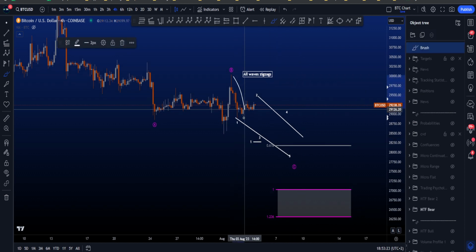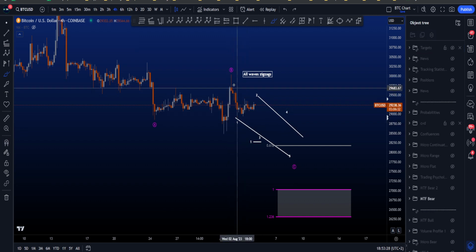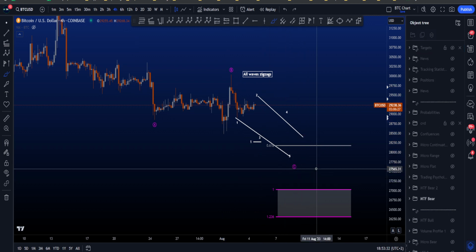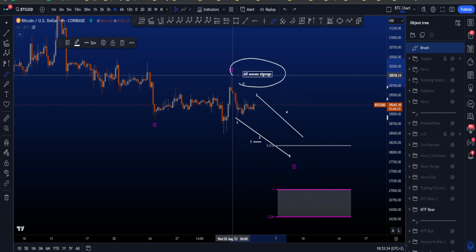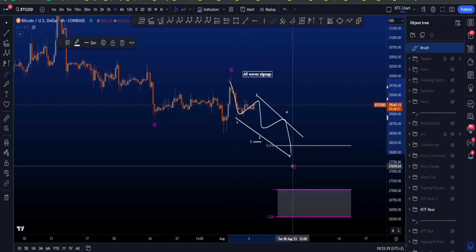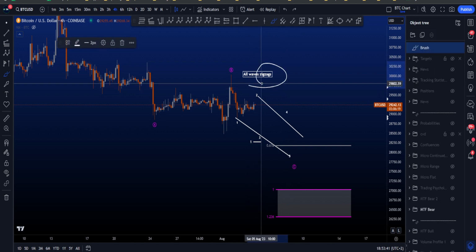Now, because this first move to the downside here is a zigzag, a nice three-wave structure, we are then looking for a diagonal to the downside, an ending diagonal in a wave C. That also means that all the waves in this diagonal have to be zigzag structure. So each wave has to be a three-wave structure to the downside, being a zigzag.